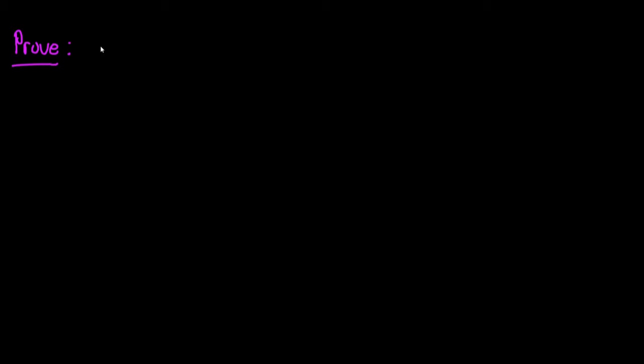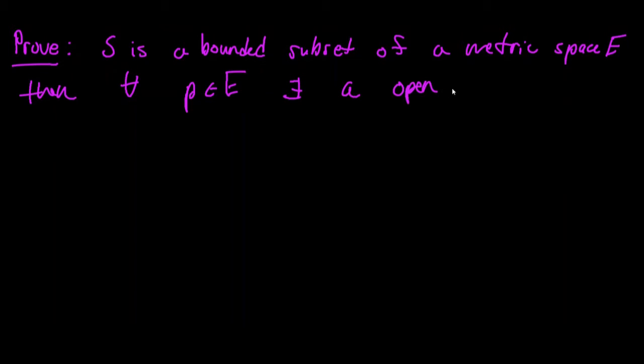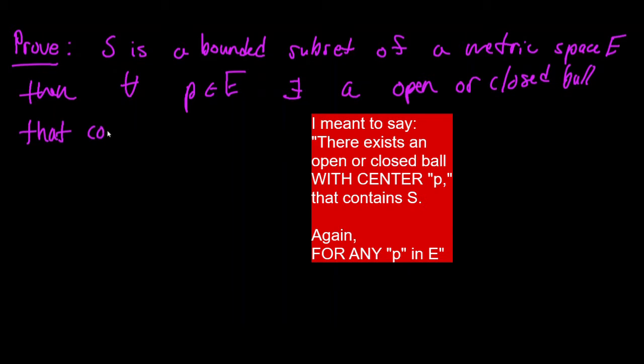In this video, we're going to prove the following statement: that if S is a bounded subset of a metric space E, then for any point P in that metric space E, there exists an open or closed ball that contains S. Now, before we prove this, we're going to remind ourselves of the following definition.